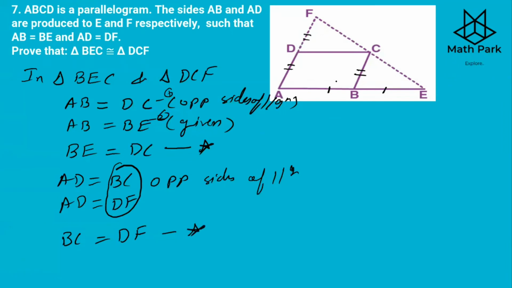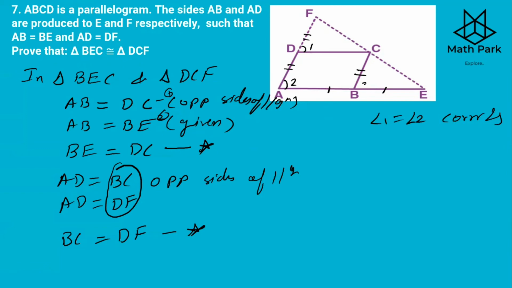So what is that one more thing we have? Can we have angle 1 is equal to angle 2? They are corresponding angles. Angle 1 is equal to angle 2. These are the corresponding angles, because DC is parallel to AB and AF is the transversal.